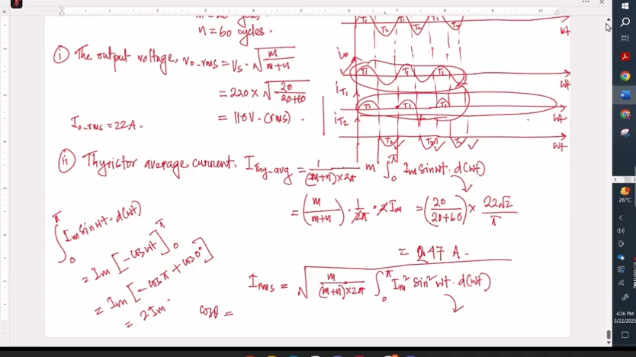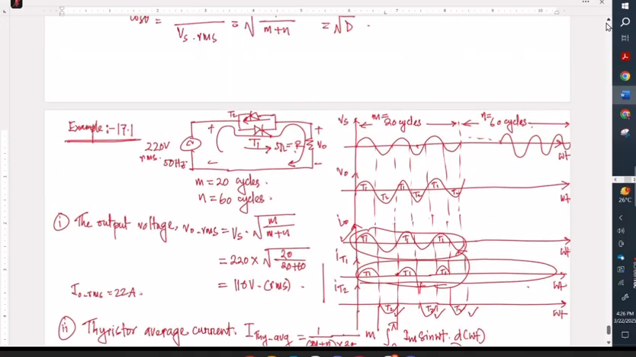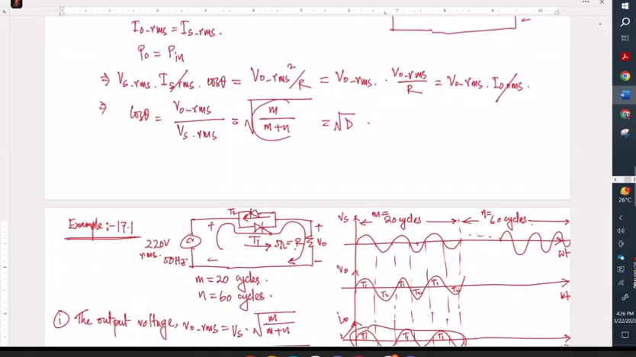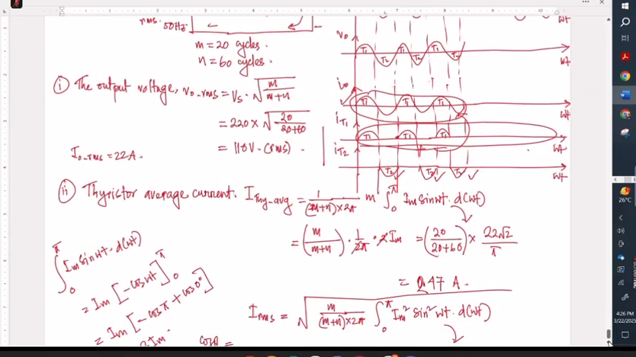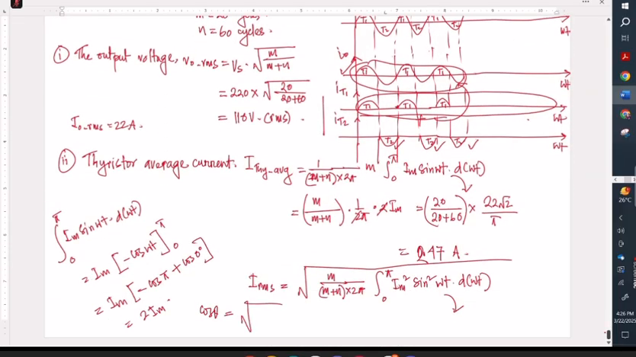What was the power factor that we derived? This one, right? So it should be m over m plus n. So it should be 20 over 20 plus 60. So that should give you 0.5. 0.5 lagging, right?